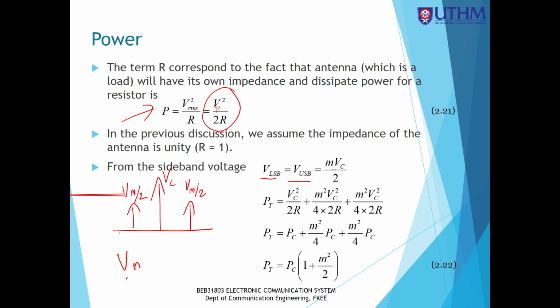Okay, it is based on the equation like this. So that means this equation is only true for double sideband full carrier. It is not true for other kinds of AM. Kenapa macam tu? Why is it like that?